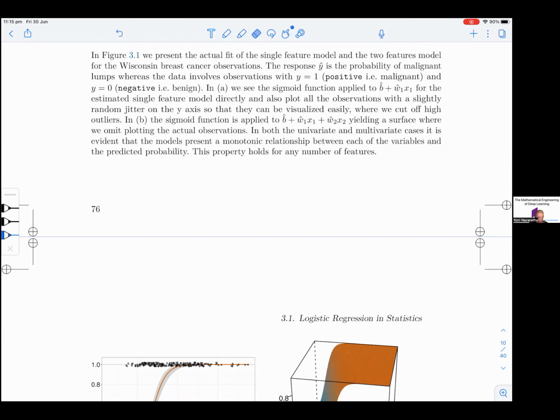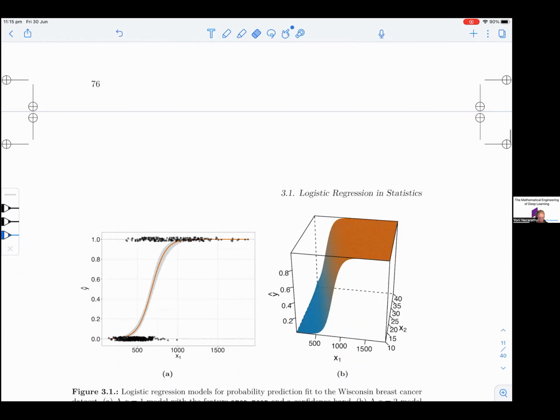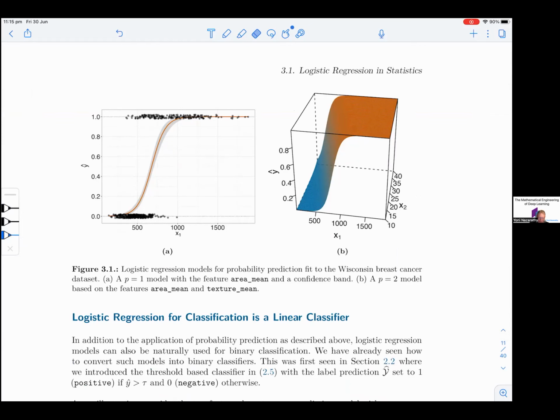Where we cut off high outliers. So let's first look at A. So here are the observations. This is only your single feature, x1. Y hat, the observed responses are either positive or negative. Okay. And we just plot them with a bit of jitter so it'll be visible. And this is a fitted model.